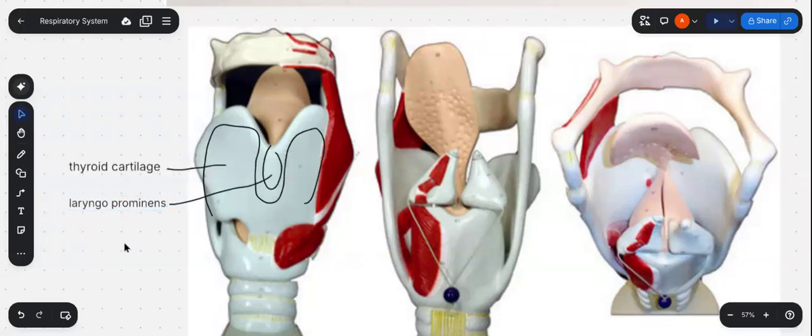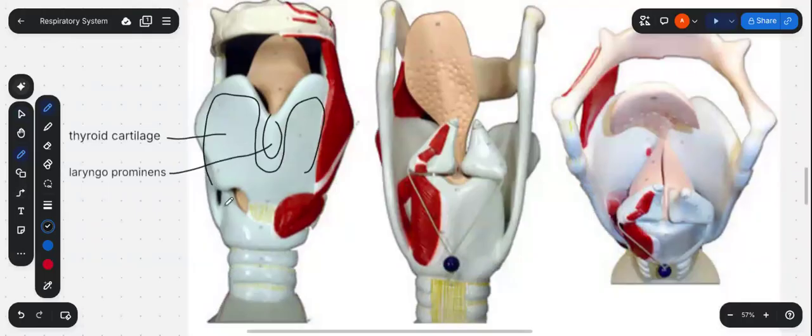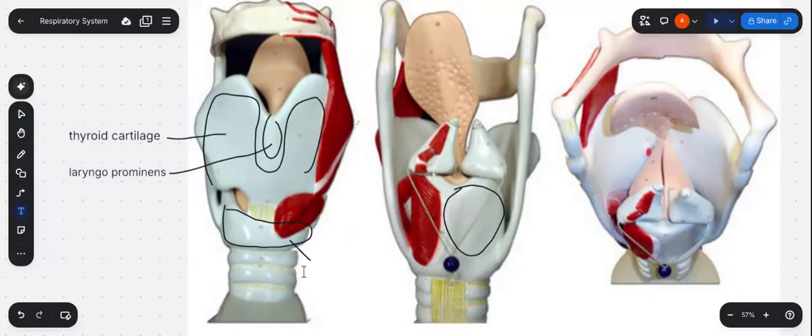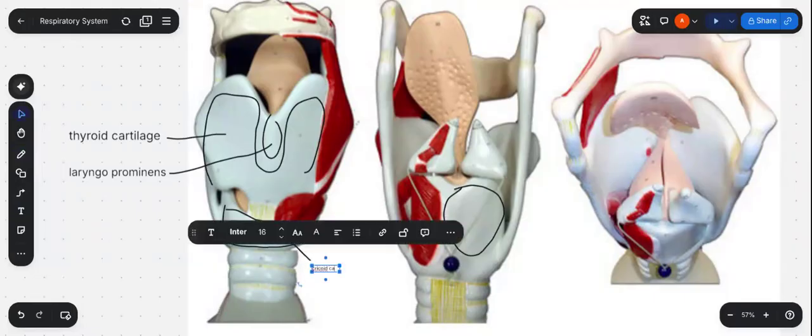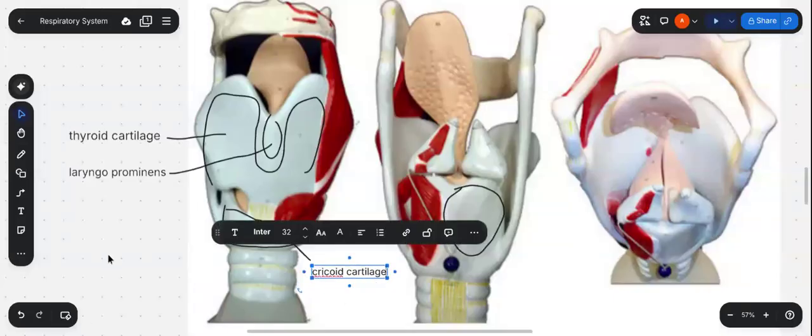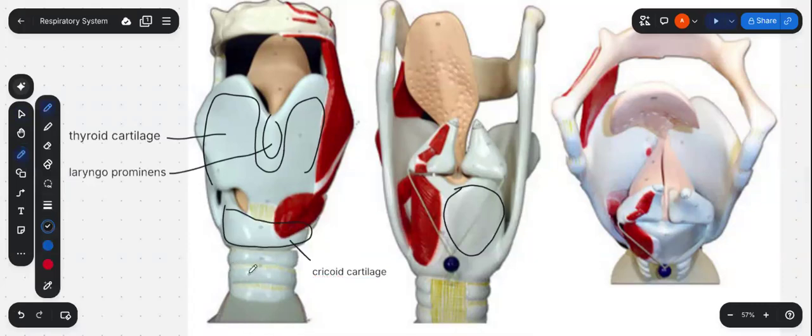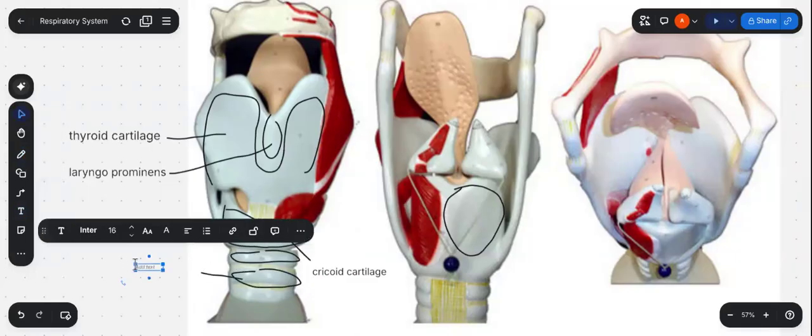You also have your cricoid cartilage. So the cricoid cartilage is going to be this region down here in blue. It also wraps around to the posterior side. This is also your cricoid cartilage, right over there. Then you have your tracheal cartilage. The tracheal cartilage is going to be all of these different rings, these blue rings over here. Tracheal cartilage.